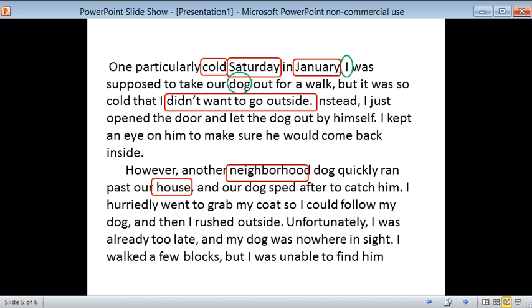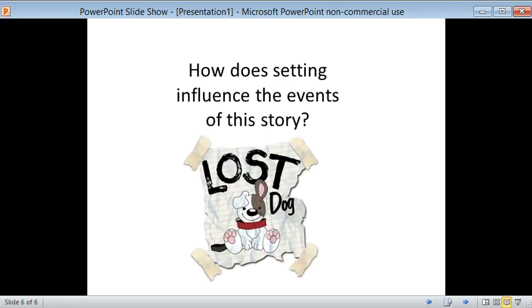So how do those two parts of the story interact? Right now, you're going to go ahead and answer this question individually on your paper. How does setting influence the events of the story? This is just another word for how does setting shape the plot, so you guys should be experts at this by now. So go ahead and take 2 or 3 minutes to finish this on your own, and then when you're done, you can close your Chromebooks and we'll get ready to go for the day.